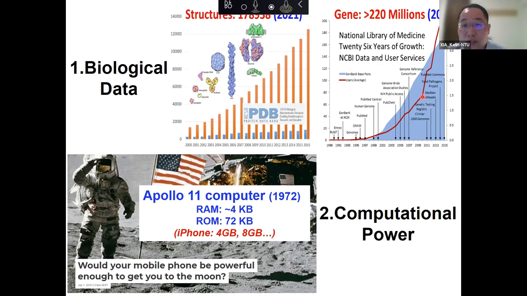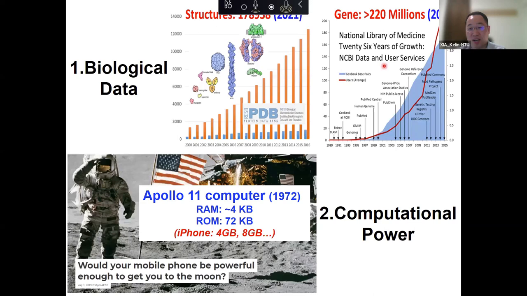Another big area is gene data. Currently there are more than 220 million gene sequences accumulated in the databank, and getting gene information is super easy now. My wife just tested the 23andMe website, and you just use like $100 and then you can get all your gene information.